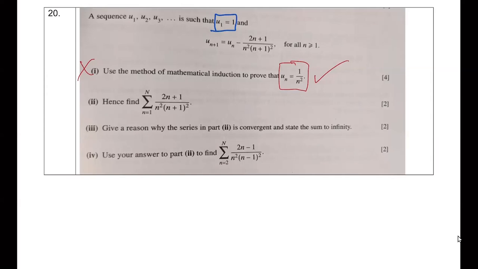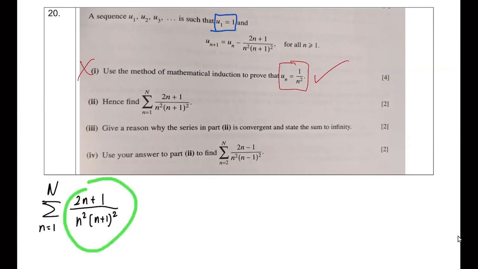In part 2, you want to find the summation from little n equals 1 until capital N of the fraction 2n plus 1 over n squared multiplied by (n plus 1) bracket squared. Now, where do you get this expression from? You realize it's over here, right? So you just need to make this guy the subject. So if you try to make this guy the subject, what do you get? So let's copy down the formula first.